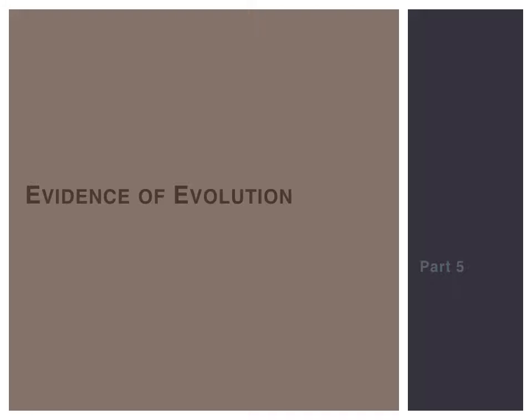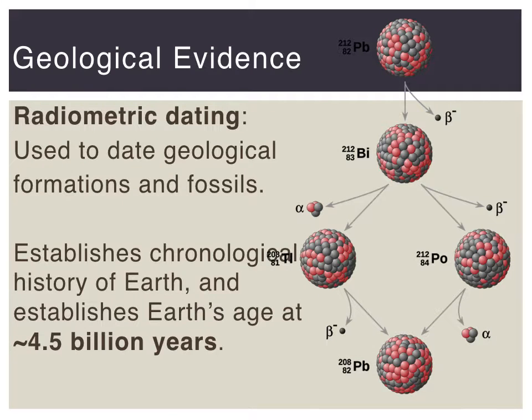Part 5 of our videos on evolution deals with the evidence of evolution, and this is basically the point that biological evidence is supported by scientific evidence from many different disciplines, including mathematics. We have geological evidence. We can look at rocks and we can use radiometric dating, where we're able to date geological formations and fossils. And what this has done for us is establish a chronological history of Earth and also give us a general gauge for the age of the Earth, which we estimate to be about 4.5 billion years old.